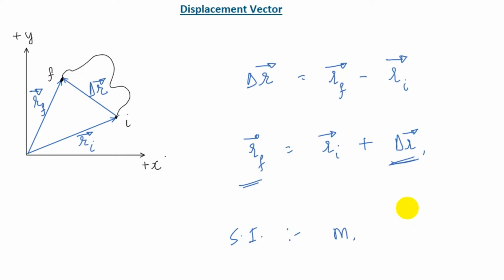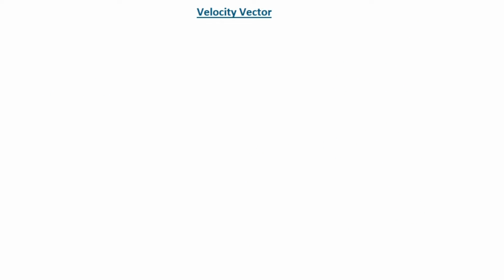Now next we're going to discuss the velocity vector. In the second chapter we studied that velocity is defined as displacement over elapsed time. So the average velocity vector, which we write this way, is equal to the displacement vector, delta r, which we just studied, divided by the elapsed time, which is delta t. This is the way we define the velocity vector, and the SI unit for this is meter per second.